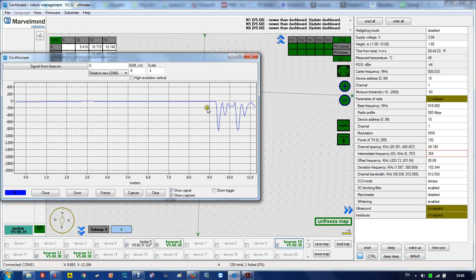Okay, like this, for example. So this is a good signal. You see, there's almost no noise, and the signal is pretty strong. So the system operates well.